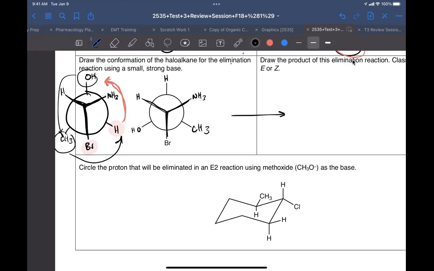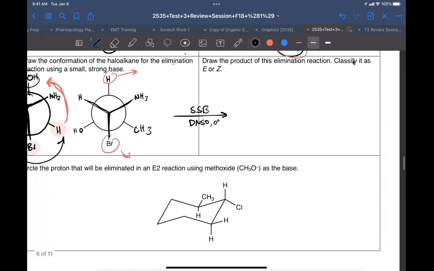And let's say we have our E2 reaction. Let's just, for simplicity's sake, use a small strong base, and maybe let's solvate in DMSO. Well, if we have an E2 reaction, it's an elimination reaction. Our leaving group leaves, our hydrogen is stolen by that small strong base, and there's an alkene formed. There's a double bond formed.